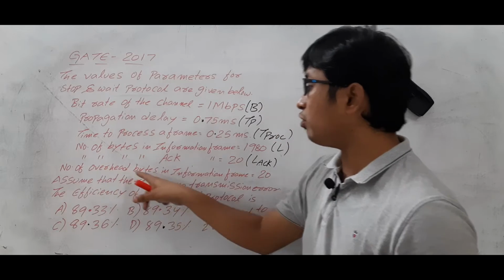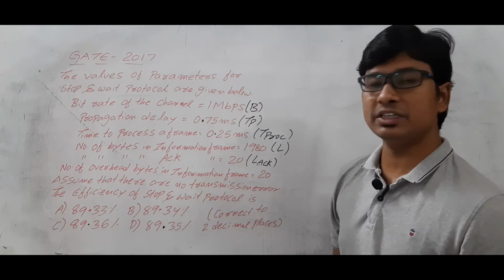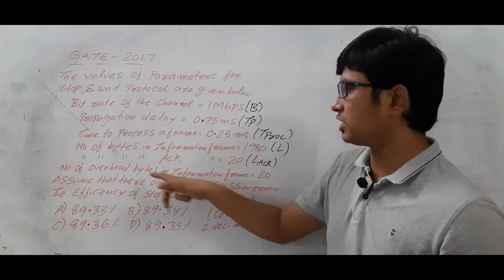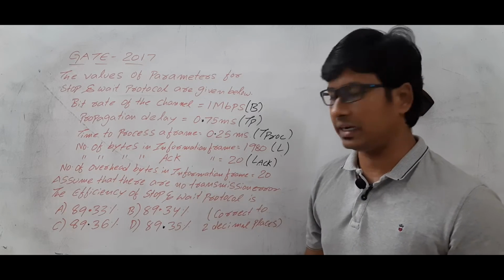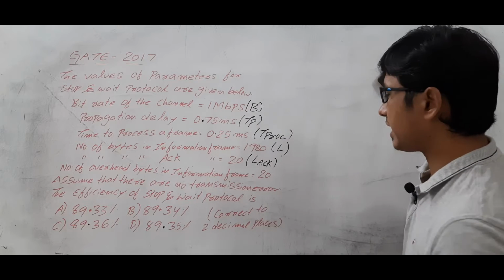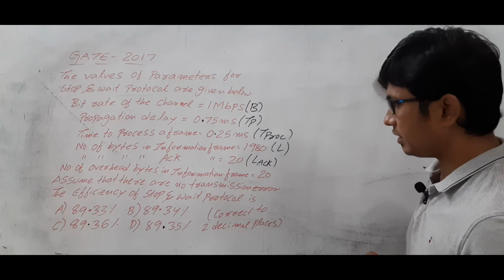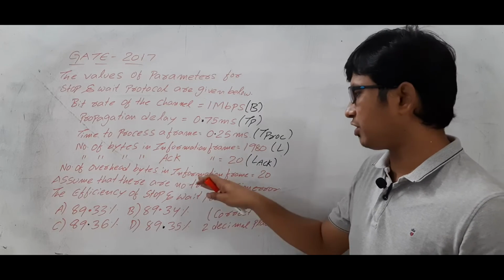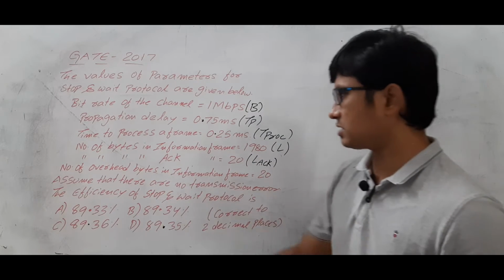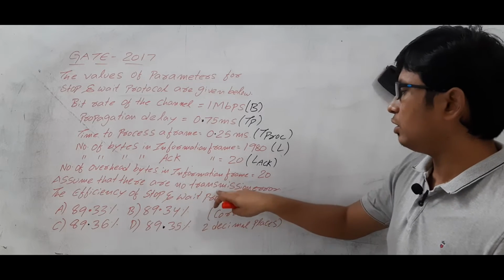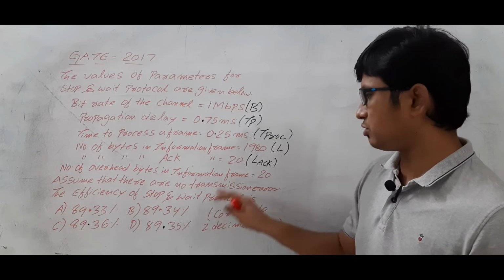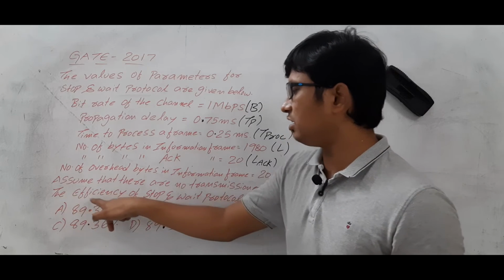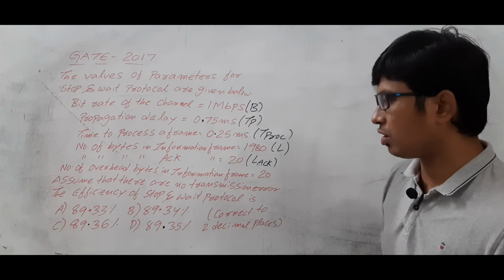Now, number of overhead bytes in information frame is 20 bytes. So, if you want to carry the information, you need to carry the overhead bytes also. So, 20 bytes is extra for the overhead. When we are calculating anything related to the information frame, we need to add the overhead bytes. Assume that there are no transmission errors. This is very important. They are asking the efficiency of stop and wait protocol.